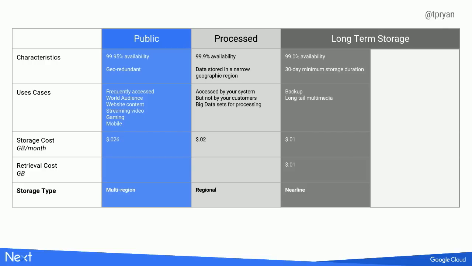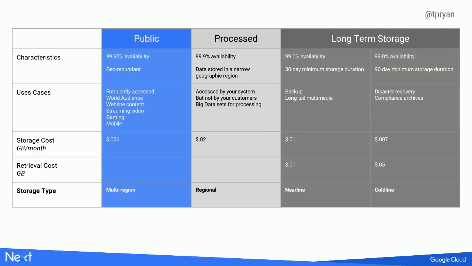And our last option is Coldline, which is just as available, but you have to store it for 90 days instead of 30 days. And again, delete it, it's fine. It's just about the charging. And it's for disaster recovery and for compliance data. And it is the cheapest storage we have at 0.7 cents per gigabyte per month. But retrieving it is slightly, like we're incentivizing you to not pull it out too often. It's 5 cents per gigabyte.